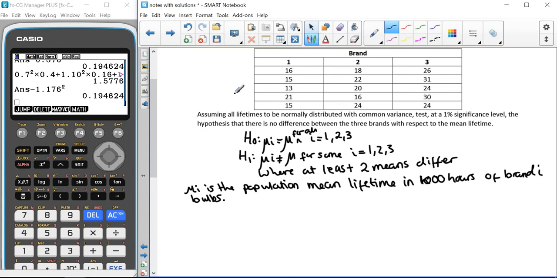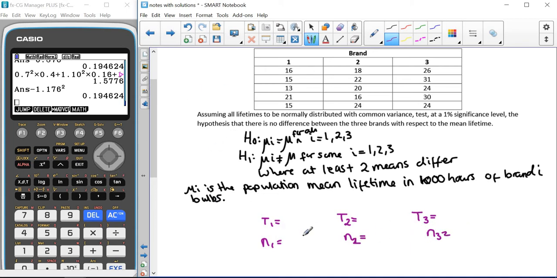Now, we can copy our table and then add some values to it. However, just to save a bit of time, I'm just going to write the totals down here. Because our brands are split into different columns, we need the total of column 1, which we'll call T1, the total of column 2, which we'll call T2, and the total of column 3, which we'll call T3. We also need to know the number of pieces of data in brand 1, brand 2, and brand 3.